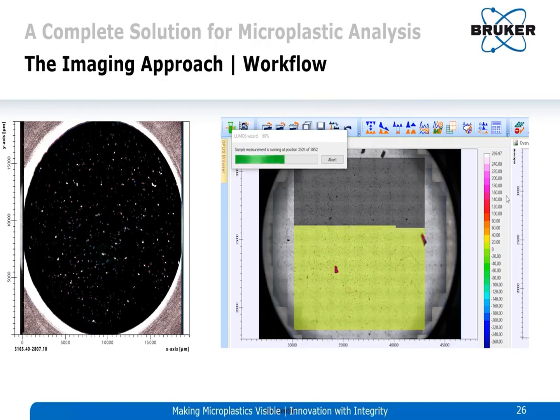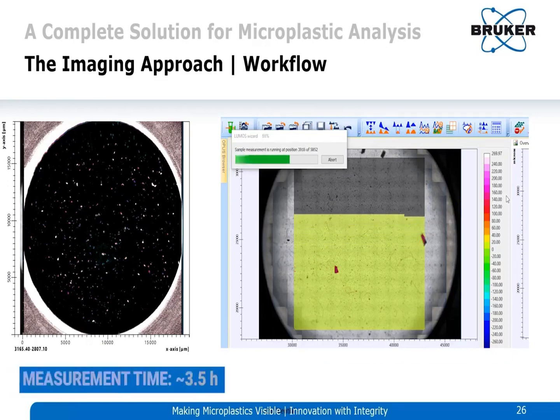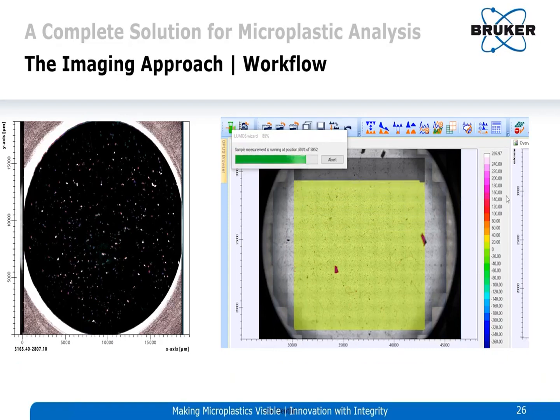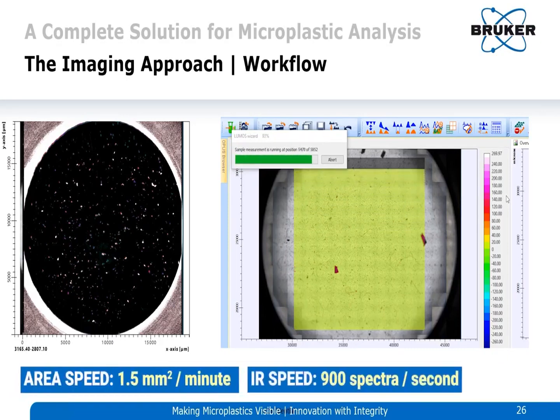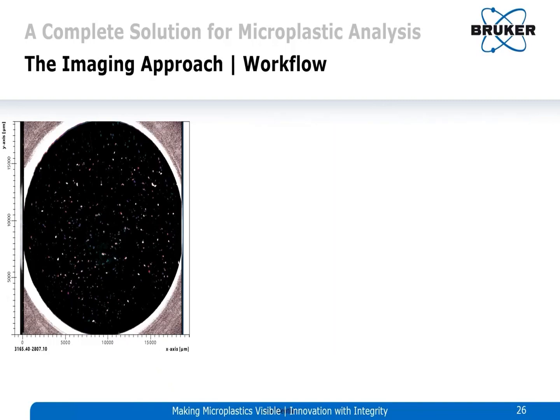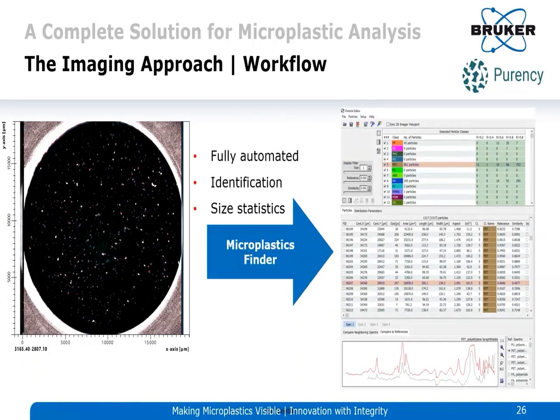One of these tiles contains 1024 pixels, where each pixel is 5 microns in size and comprises an entire FTIR spectrum. At full speed, we are collecting 900 spectra per second. So we are operating at the diffraction limit and are able to get all physically possible information out of the sample while offering unprecedented imaging speeds. And then we use the Microplastics Finder that works fully automated, gives us identity, size statistics, particle list, and all the information you might need along with exportable reports.